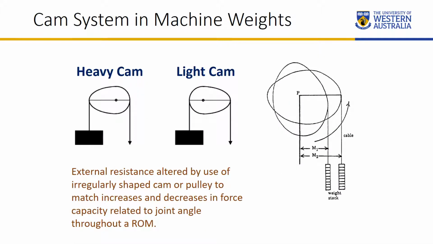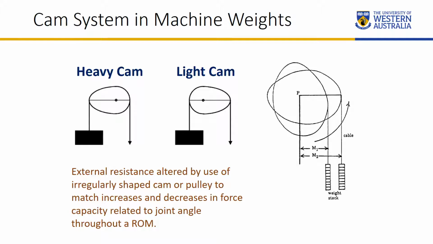As pointed out in the previous presentation, some machines have been designed to change the resistive torque throughout the range of motion to accommodate for variation in mechanical advantage of your muscles through the movement range. The idea of this is that muscle tension remains more constant through the range of movement.